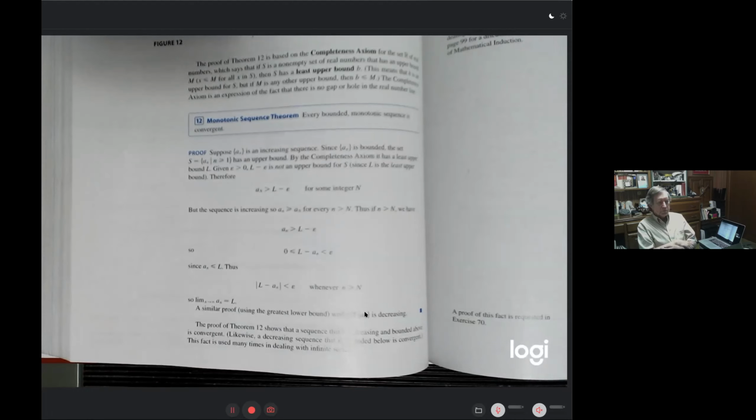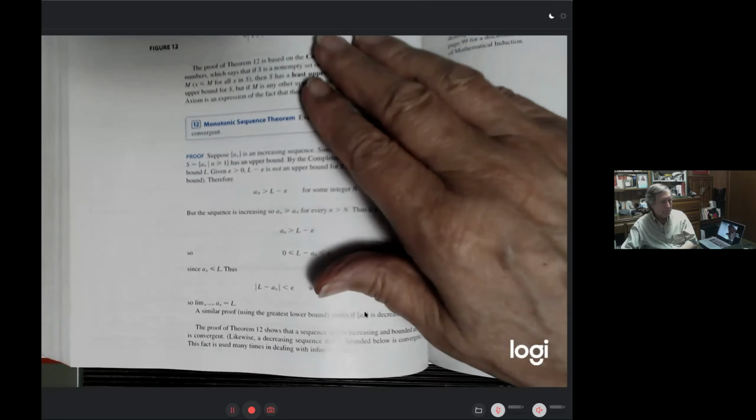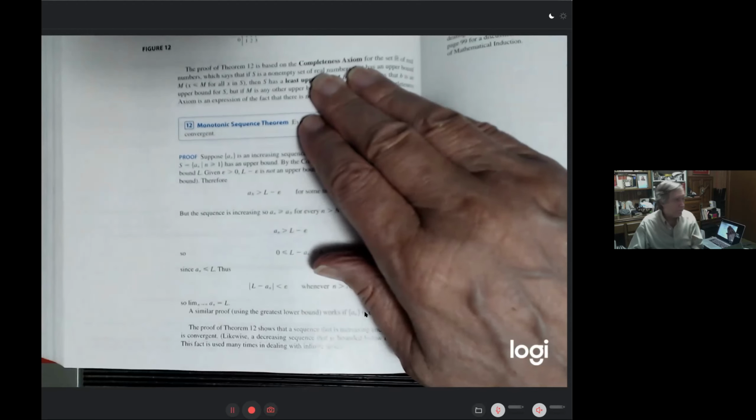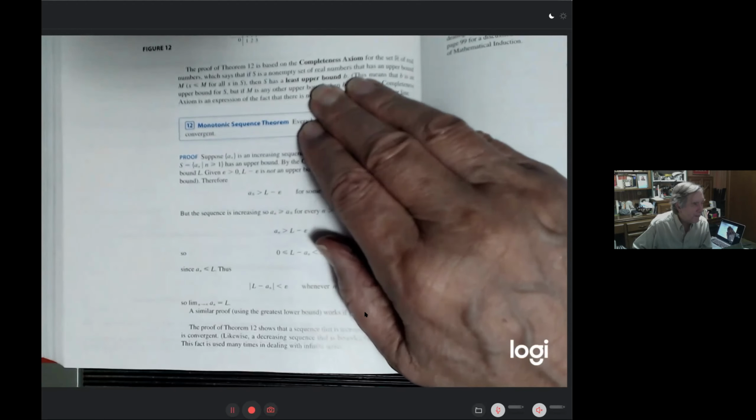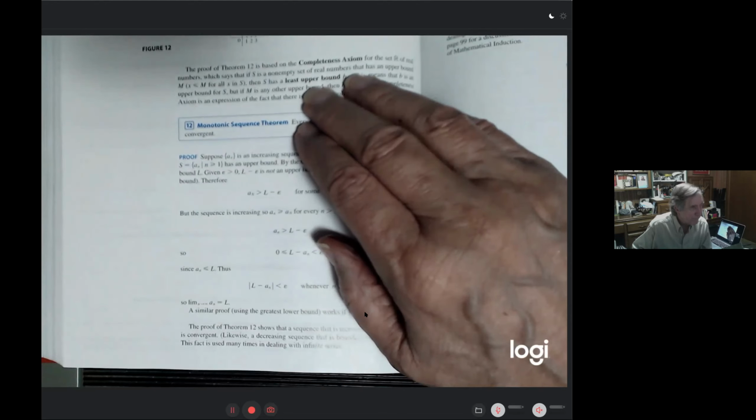And it will converge to its least upper bound. Now, a least upper bound is an upper bound of everything, which is smaller than or equal to every other upper bound. One of the properties of the real number system, and he says at the top of the page, it's called the completeness axiom. You can see that right here, if my fingers don't get in the way. And it says a non-empty set of real numbers that has an upper bound has a least upper bound.